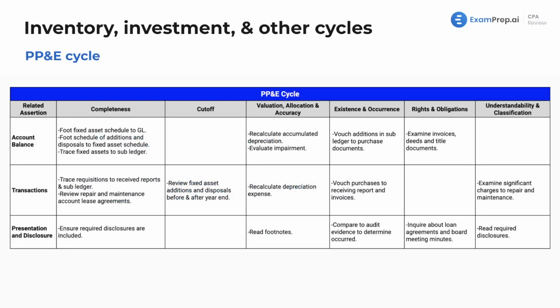PP&E, property, plant, and equipment. Let's talk about how we are going to enact procedures to help with our assertions. Well, we've got the account balance, transactions, and presentation and disclosure assertions.